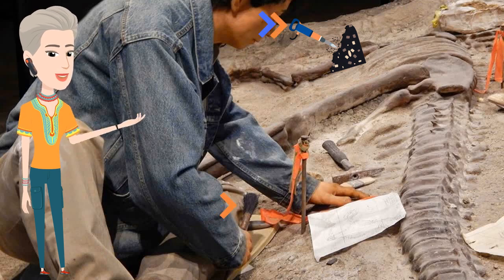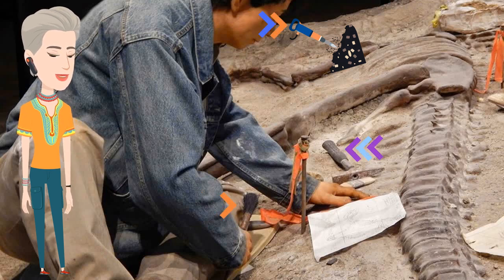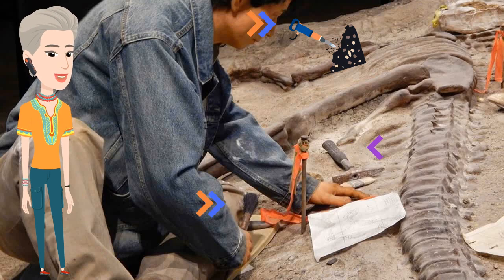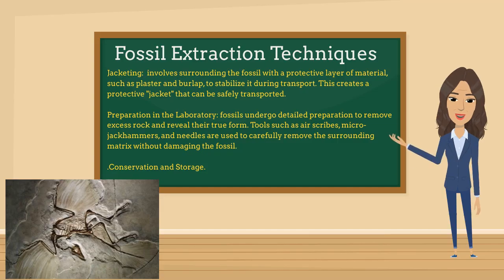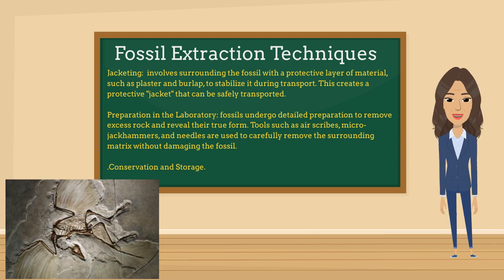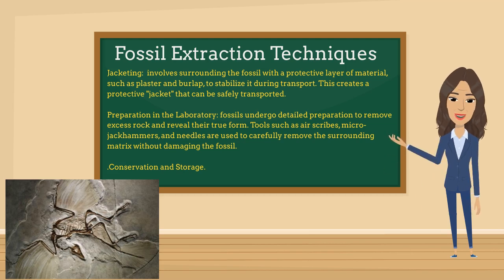1. Field preparation. Field preparation involves careful excavation and removal of fossils from the surrounding rock or sediment. Tools such as brushes, dental picks, and small chisels delicately expose the fossil without causing damage. The surrounding matrix is often removed in stages, allowing the fossil to be extracted gradually. Once the fossil is extracted from the rock, it is transported to the laboratory to be carefully prepared.